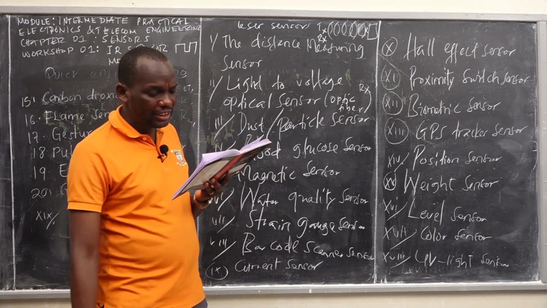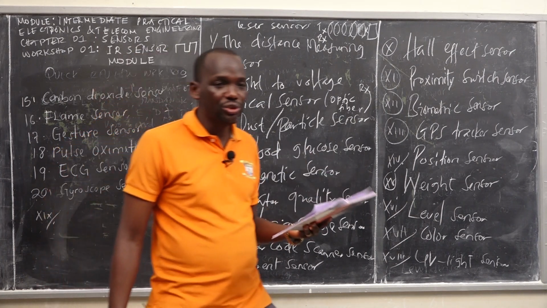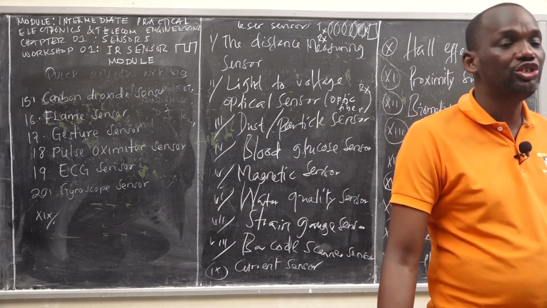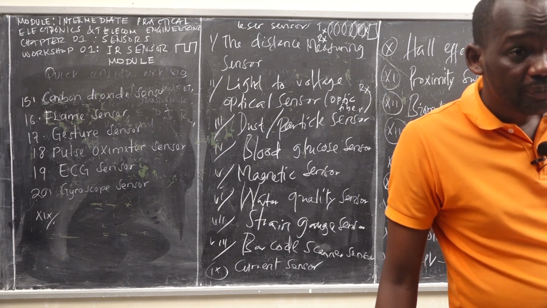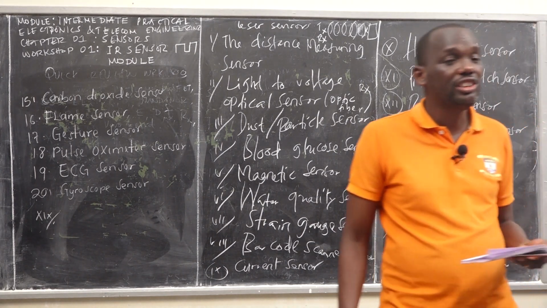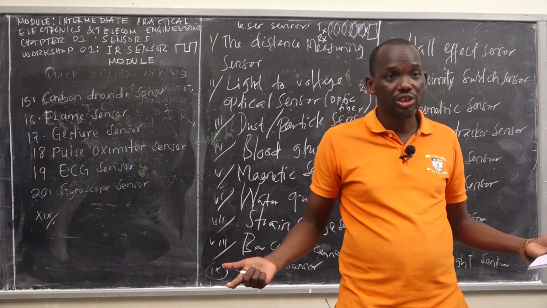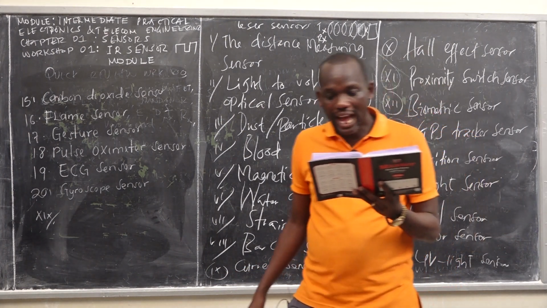Then dust or particle sensor. This one detects dust or particles. How can you use this sensor? This is good because most electronic components are damaged by dust or particles. So if you want to design a system where dust or particles are detected, and maybe you turn on the fans or do some cleaning, this might be a good sensor for that system. Okay? Then blood glucose sensor.